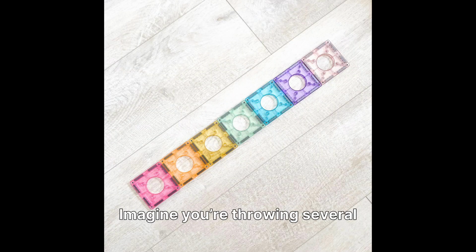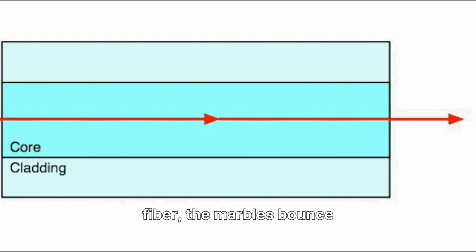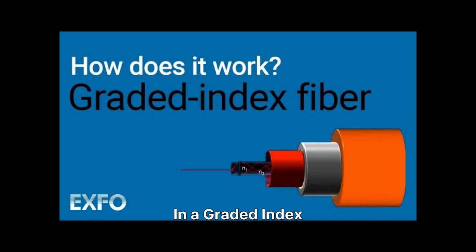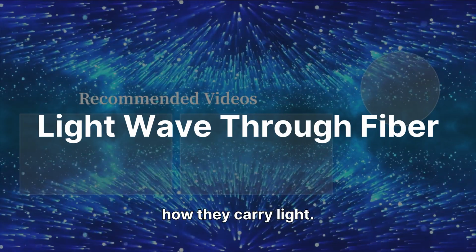Imagine you're throwing several marbles through a transparent tube. In a step index fiber, the marbles bounce sharply off the walls. Each takes a different path and time to exit. In a graded index fiber, the walls curve inward smoothly. Marbles slow down and speed up in harmony, so they all exit almost together. That's the difference in how they carry light.